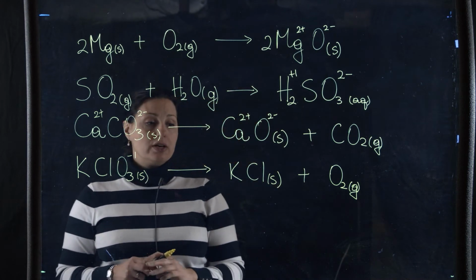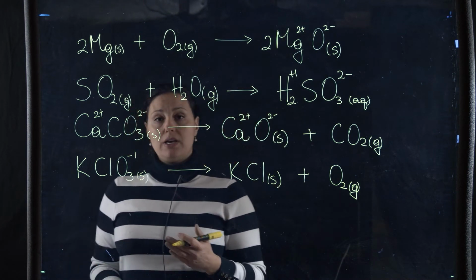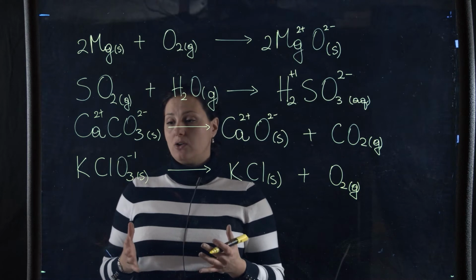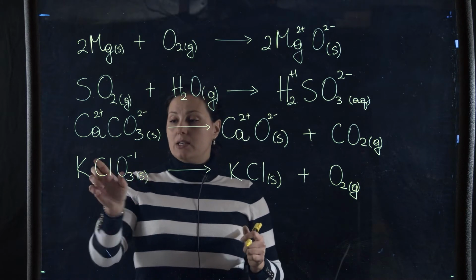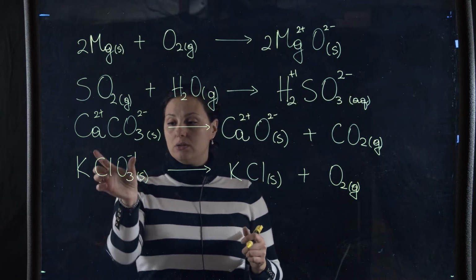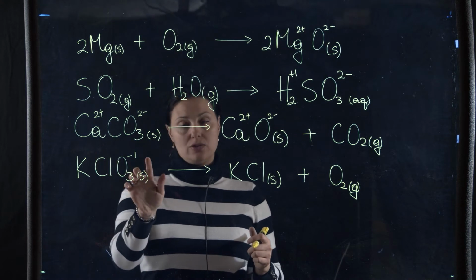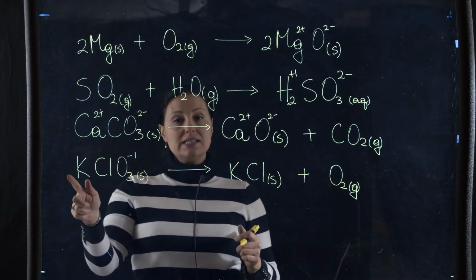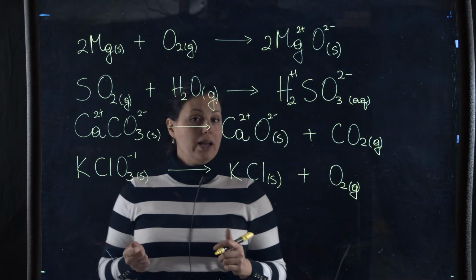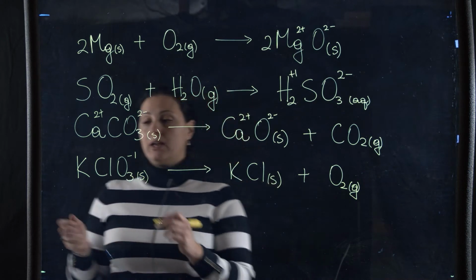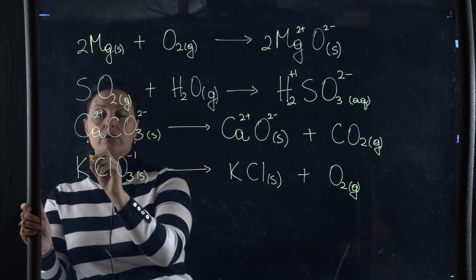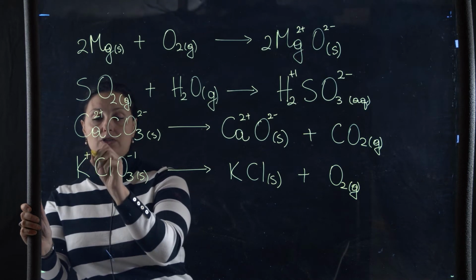Now let's take a look at the ionic compounds and make sure that I am balanced, or that I have neutral compounds. ClO3, the whole unit here, has a -1 charge. Potassium is a group 1 element, a group 1 atom, so a metal, so it will always have a +1 charge.